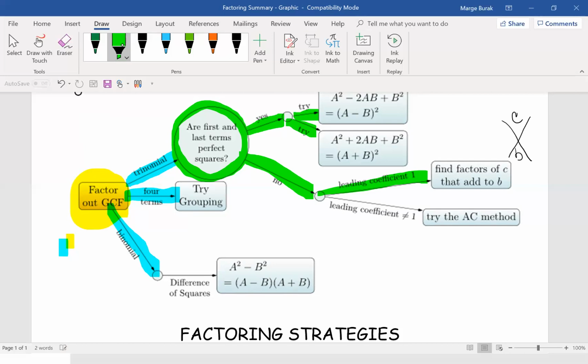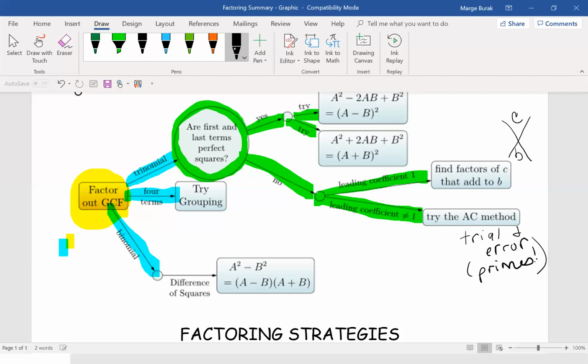Let's go back to this one. If it's not 1, they say try the AC method. I also say trial and error, especially with primes. It'll save yourself some time. Now that's our green path.